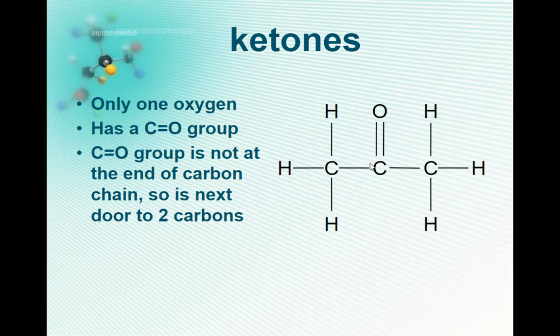It doesn't have to be exactly in the middle. It just has to not be on an end. So if you had 20 carbons, and you had a double bonded O anywhere that wasn't on the first or the 20th, it's a ketone. If it was on the first or the 20th, it'd be an aldehyde.